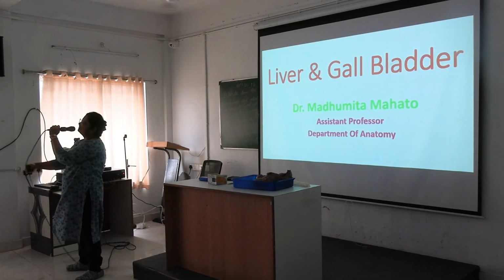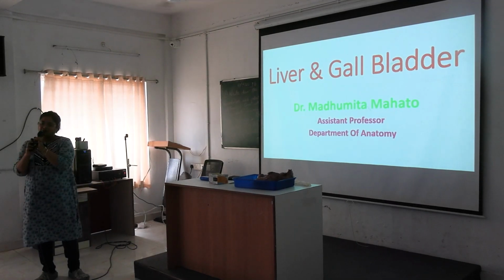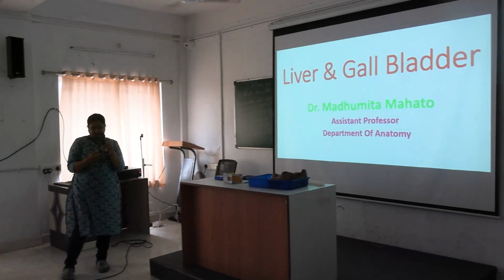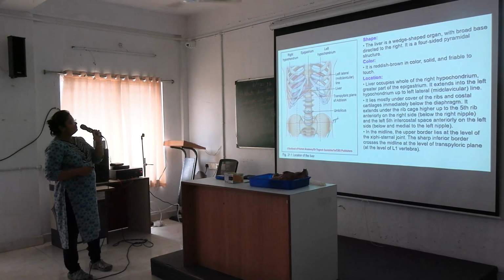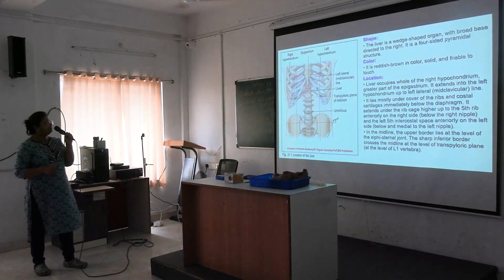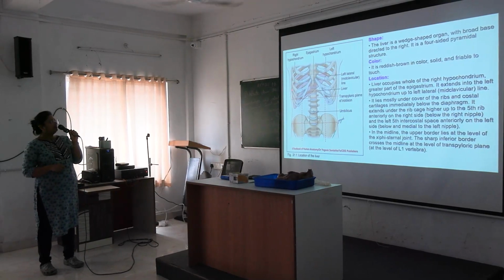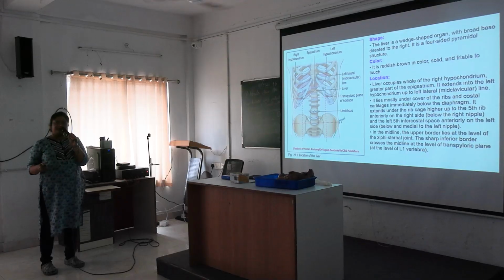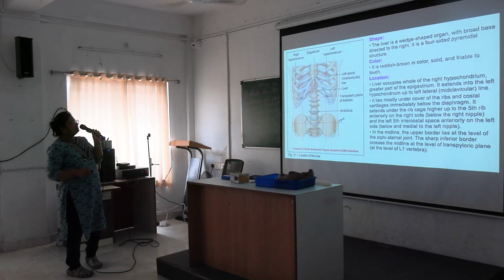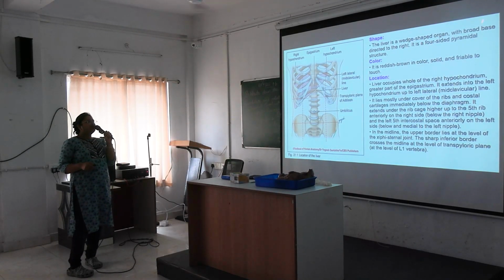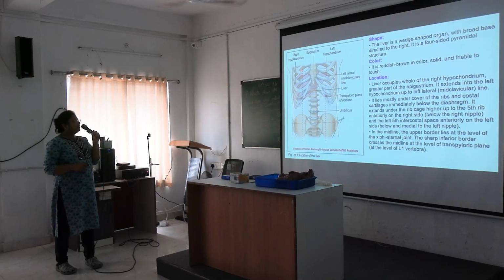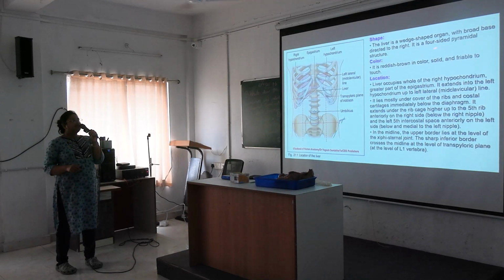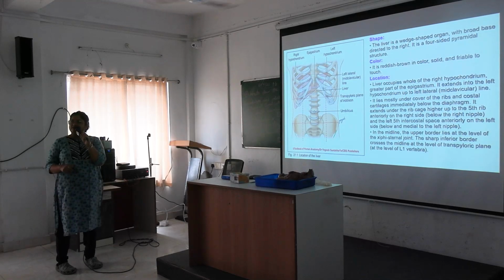Good morning. Okay, so today we'll discuss viscera of liver and gallbladder. First we are going to the shape of liver. See this dotted line. This line represents the position of the liver. The liver is a wedge-shaped organ with broad base directed to the right. This is the base directed towards the right, and it is a four-sided pyramidal structure.